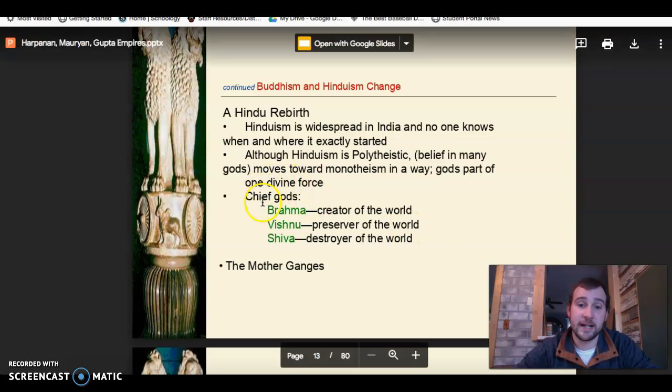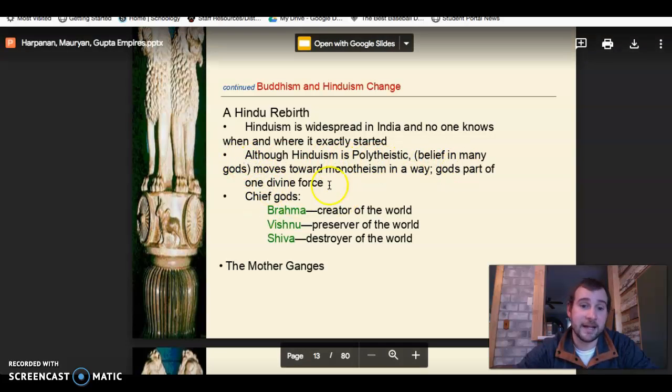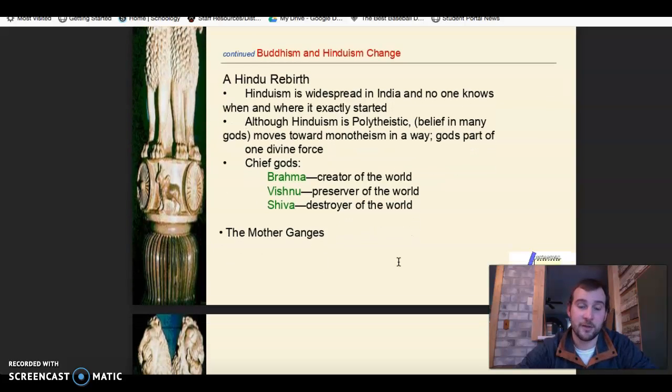So here are the 3 gods that we've been looking at, and you want to know what each one is. Although Hinduism is polytheistic, belief in many gods, it moves towards monotheism in a way, as the gods are part of one divine force. So let's look at the chief gods, the main ones. We have Brahma, who's the creator of the world. We have Vishnu, who's the preserver of the world. And then we have Shiva, the destroyer of the world. We talked about them today in class, and they're also in our reading. So if we're seeing them all over the place, we definitely have to know them on our test.